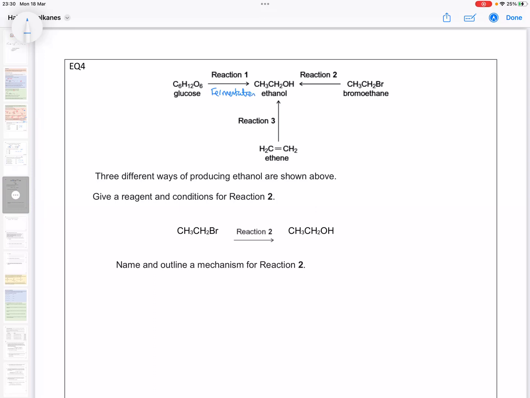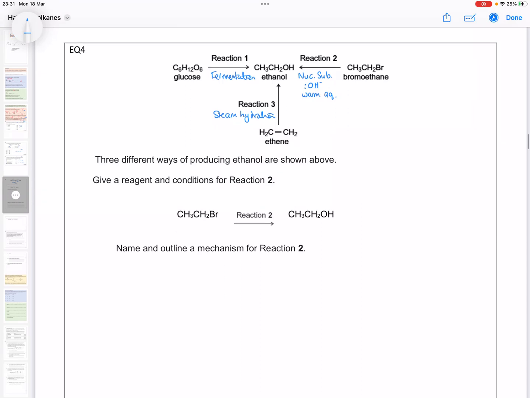Reaction 2, bromoethane to ethanol. So that's the one we've just been talking about. That's our nucleophilic substitution with OH- in warm aqueous solution. And reaction 3 is the steam hydration of ethene, something that we study in a bit more detail when we look at the reactions of alkenes and alcohols very shortly.